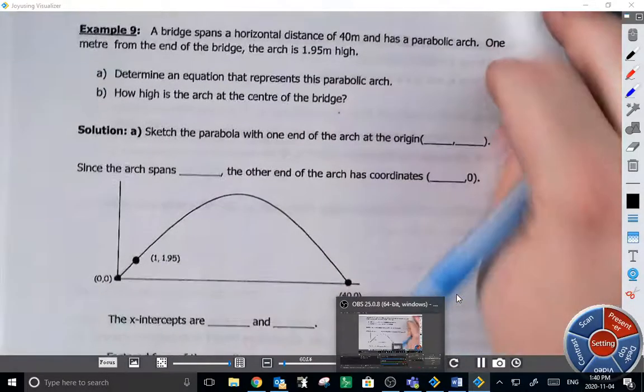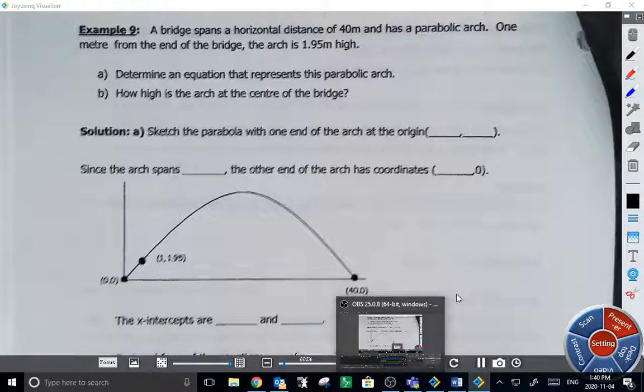I goofed this example up. I blame the cat. So I'm going to just do it again.